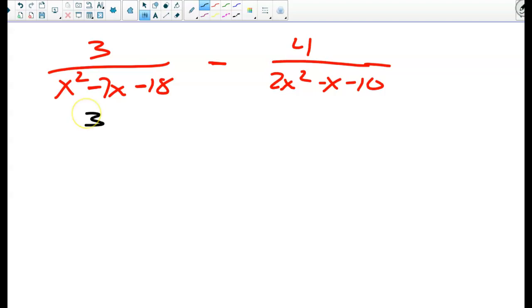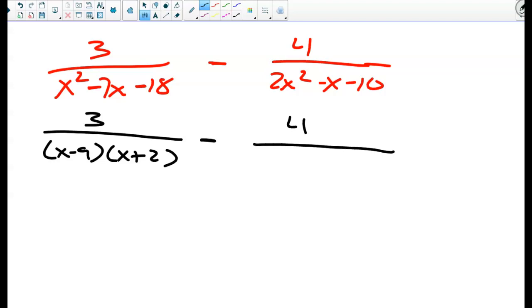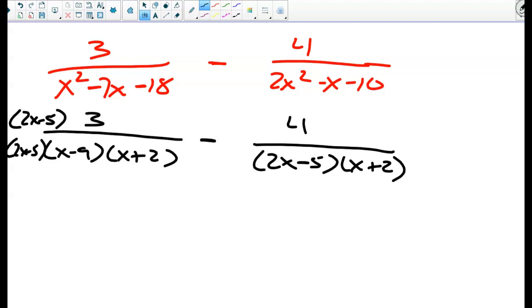So we're going to factor first. And understand, I'm probably not giving you a problem where there's not at least one common factor. So you've got to factor correctly. That does matter here. You factor incorrectly, you throw your whole problem off. The x plus 2 is in both denominators. So I don't need to force it in either one. But over here, I need to force 2x minus 5 into this one. And over here, I need to force x minus 9 into this one.